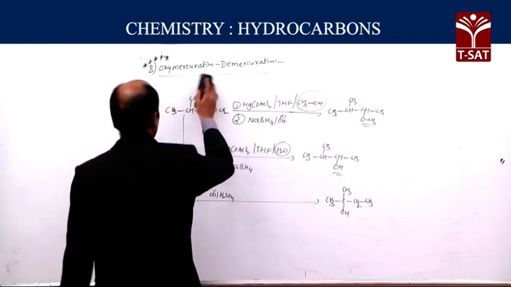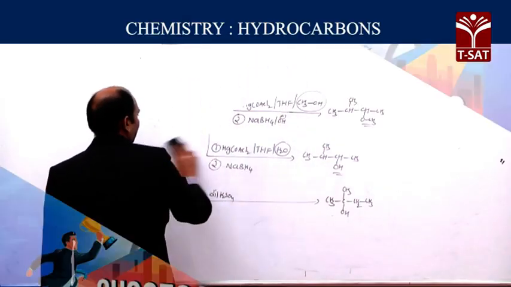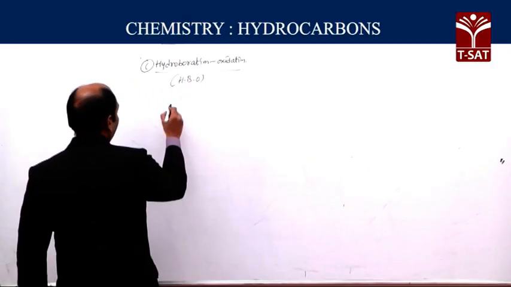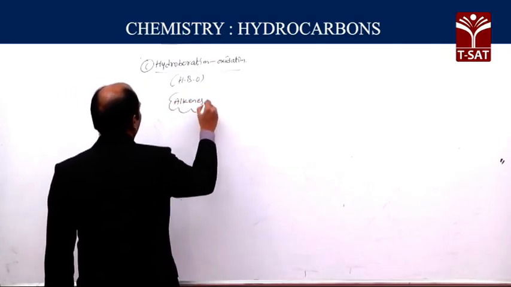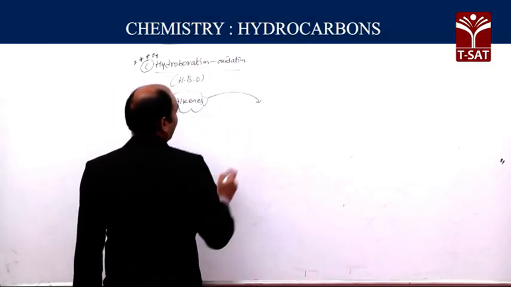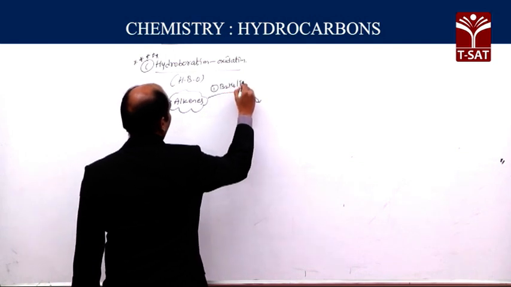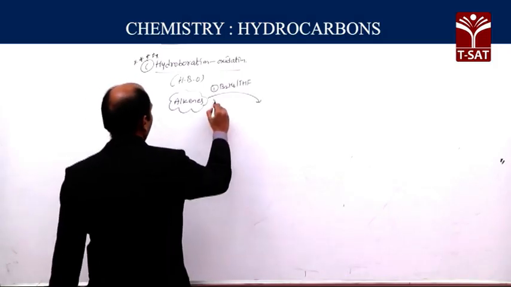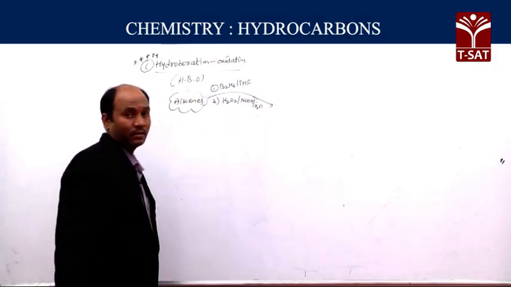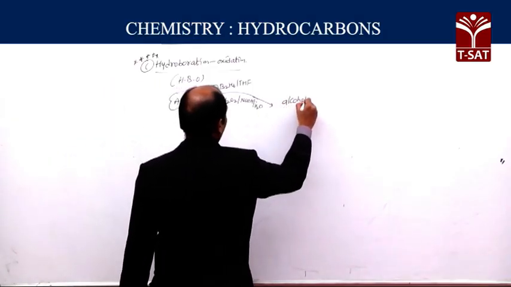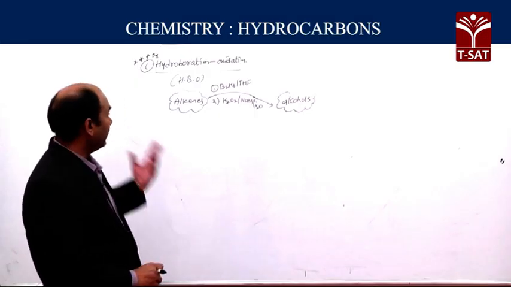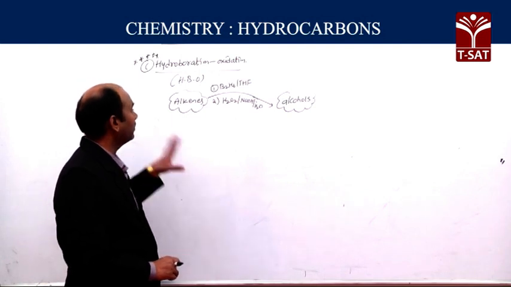After oxymercuration, demercuration, the next one is hydroboration oxidation. This reaction is also used for the conversion of alkenes to alcohols. It is also an important reaction. Hydroboration oxidation and oxymercuration, demercuration, these two reactions are important. Alkenes, we treat with B2H6 in the presence of THF. In the second step, we add H2O2 in the presence of NaOH and H2O. So this is hydroboration oxidation. Alkenes are converted into alcohols. Oxymercuration, demercuration, hydroboration oxidation, and acid catalyzed hydration, all these are used for the conversion of alkenes into alcohols.